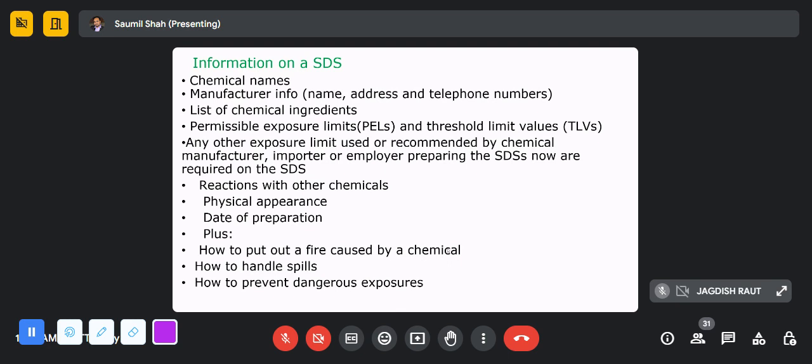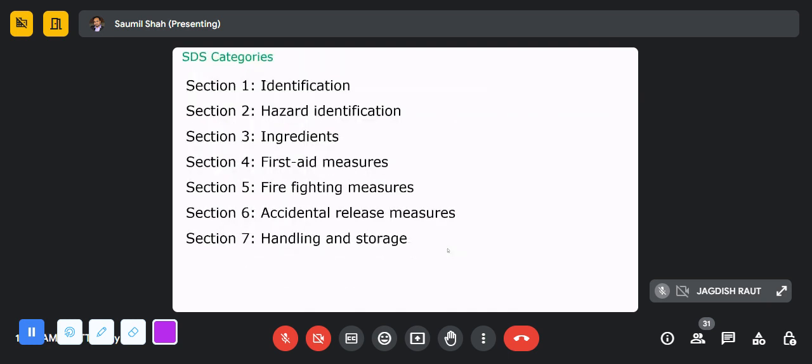Then any other exposure limit used or recommended by the chemical manufacturer. If the chemical manufacturer has given any exposure limit, that is also mentioned in SDS. Then reaction with other chemicals, physical appearance, date of preparation, how to put out a fire caused by the chemical, how to handle spills, how to prevent dangerous exposure. There are 16 sections in SDS. Any SDS contains 16 sections, which are very standardized globally.